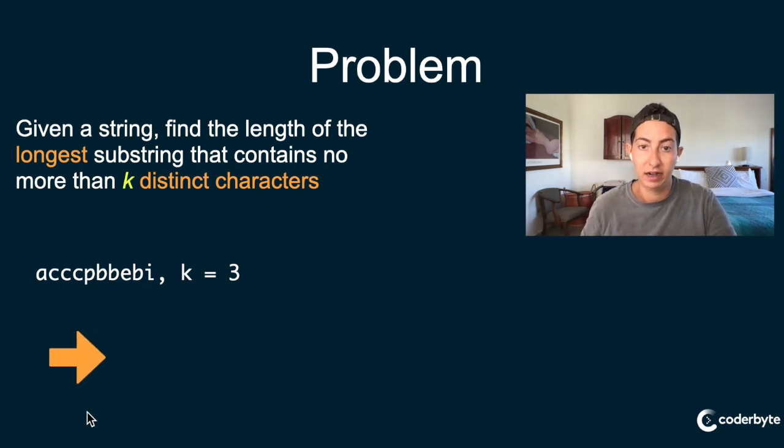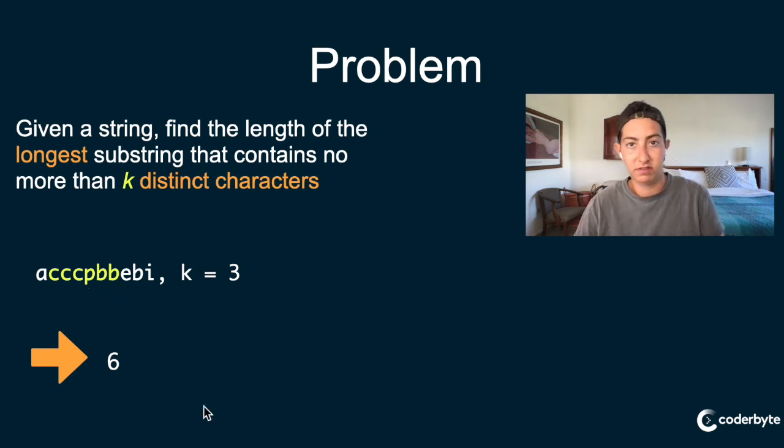We can see here that the answer to this problem would be 6, because the longest substring with only 3 distinct characters is CCCPBB. Another substring that has 3 distinct characters might be BBEBI, right? That also has 3 distinct characters, but the length of that substring is only 5. So 6 would be the correct answer because it's the longer string. But that's the general idea of what we're trying to accomplish here.